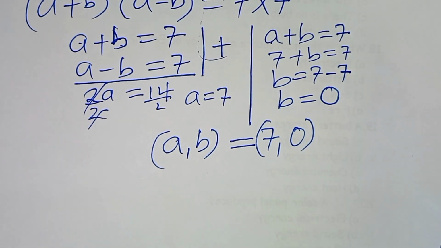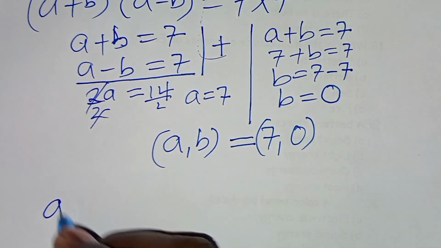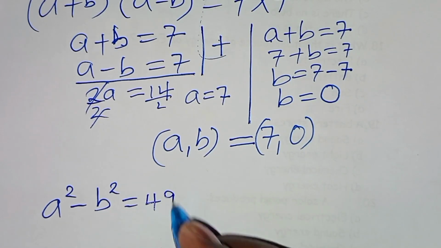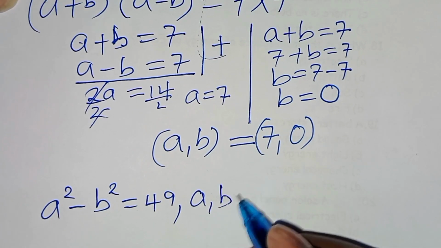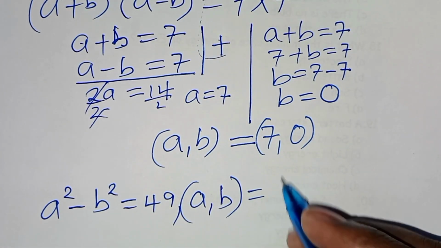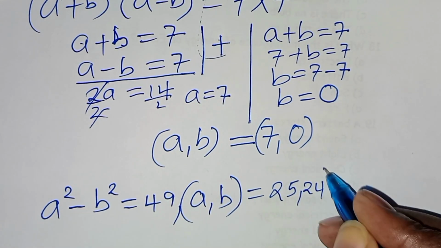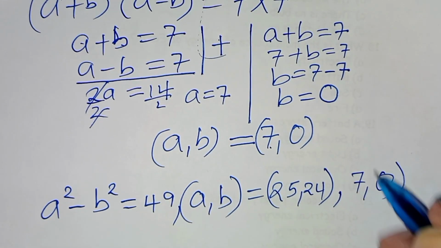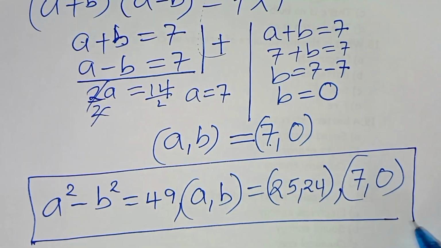And that implies that a squared minus b squared is equal to 49. Given the values of a and b, the first set is 25 and 24, and the second set is 7 and 0. So this is the solution to this algebra problem.